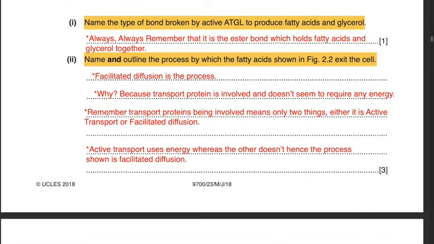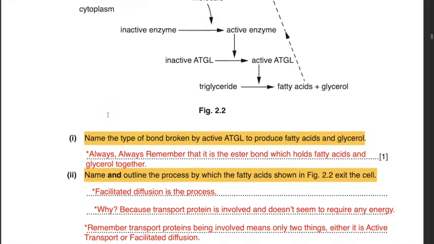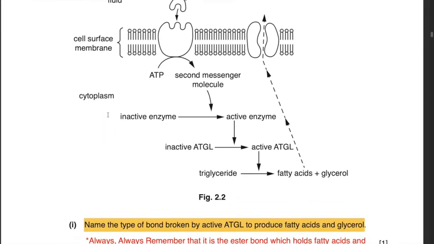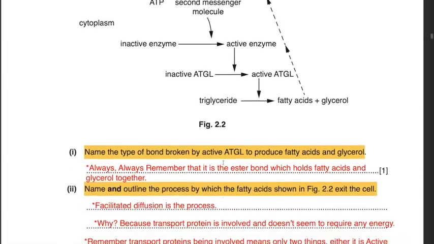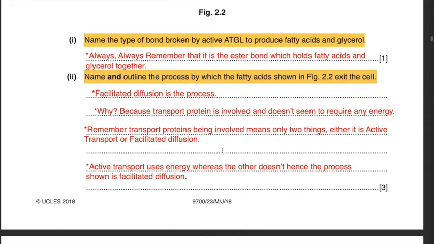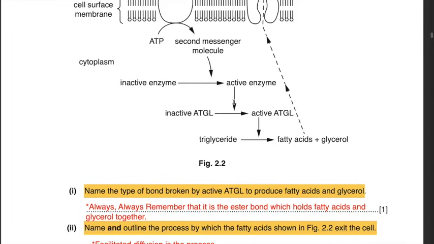Part 2. Name and outline the process by which the fatty acids shown in figure 2.2 exit the cell. The fatty acids shown in figure 2.2 exit the cell by using a transport protein. As you can see over here, the dotted arrow pointing from fatty acids through the cell surface membrane towards the tissue fluid represents the process known as facilitated diffusion. Why is that? Because transport proteins are involved and it doesn't seem to require any energy because there is no mention of energy or ATP being involved.